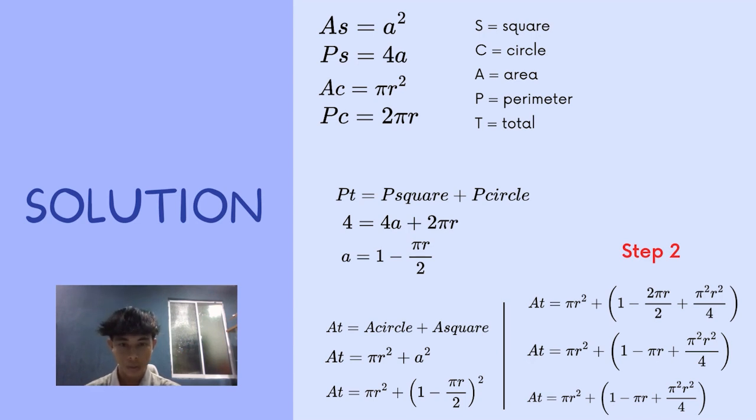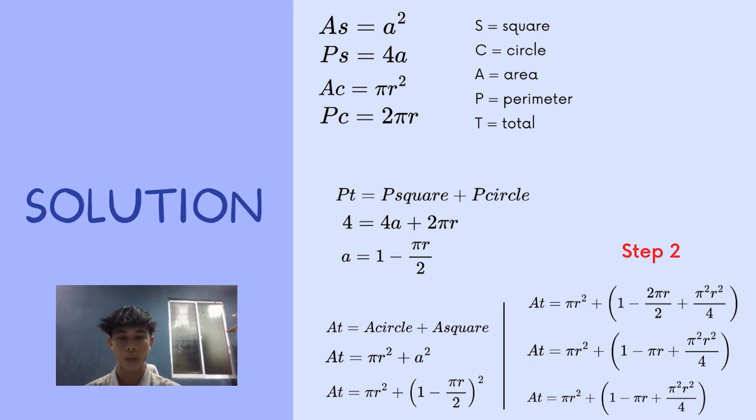First we have to find the equation for the total perimeter. So perimeter total equals perimeter of the square plus perimeter of the circle. As we know that the perimeter total equals 4, so 4 equals 4a plus 2 pi r. We simplify it until we get a equals 1 minus pi r over 2. Then we use this equation to substitute into the equation for total area to make it only one variable, which is r.